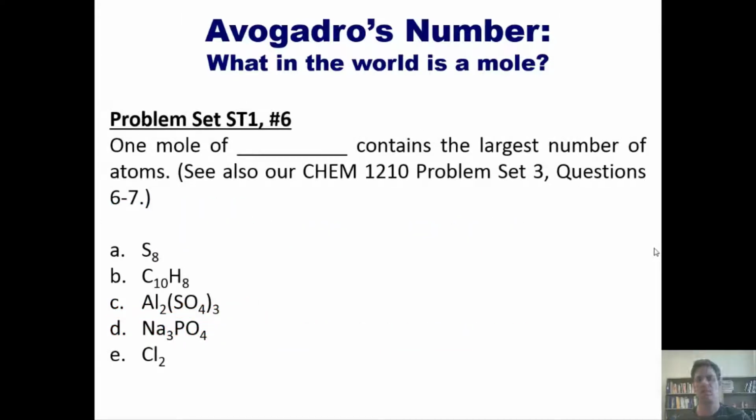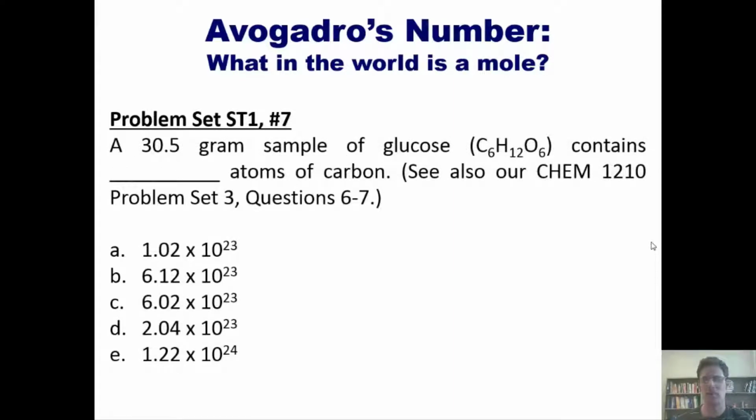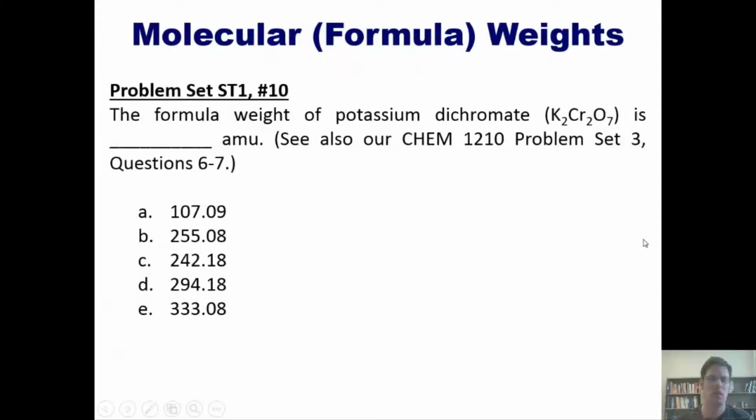Next, 1 mole of blank contains the largest number of atoms. Next, a 30.5 gram sample of glucose, whose formula is given here, contains how many atoms of carbon? Next, the formula weight of potassium dichromate is how many AMU?